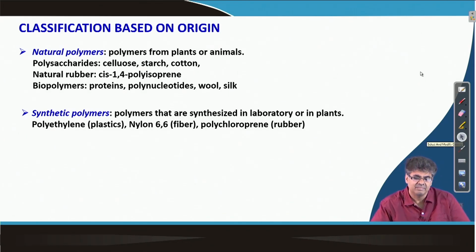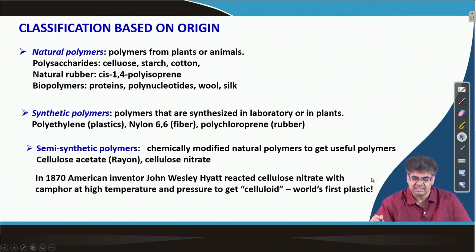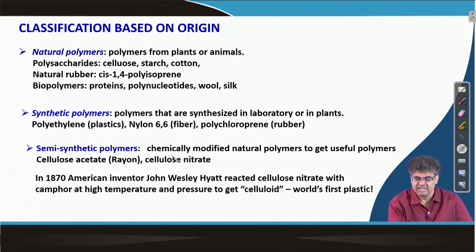We can also have a mixture of these two, which means taking natural polymers and then modifying them in the lab or in a plant by doing some chemical reaction. We call them semi-synthetic polymers. Semi-synthetic polymers are chemically modified natural polymers to get useful polymers like cellulose acetate and cellulose nitrate.